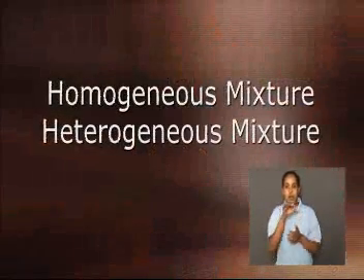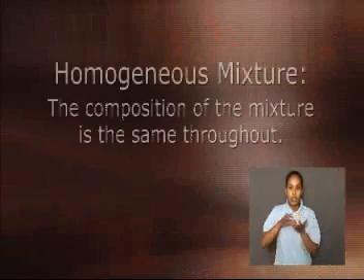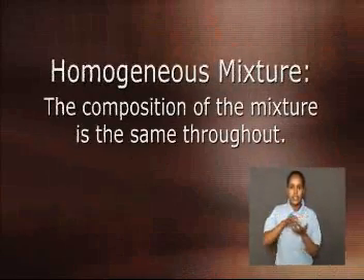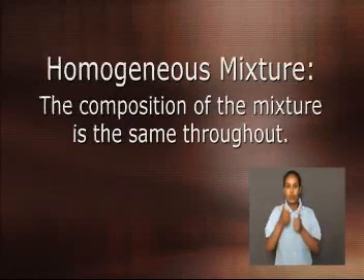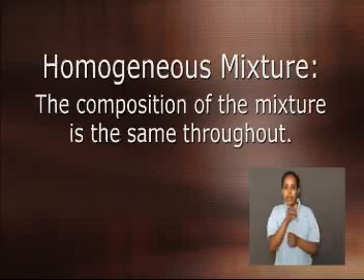When discussing mixtures, there are two classifications they fall under: homogeneous and heterogeneous mixtures. A homogeneous mixture is a mixture in which the composition of the mixture is the same throughout. In this type of mixture, there are no visible boundaries between the components involved. This is because the components are combined as individual atoms, ions, and molecules. Let us look at an example.